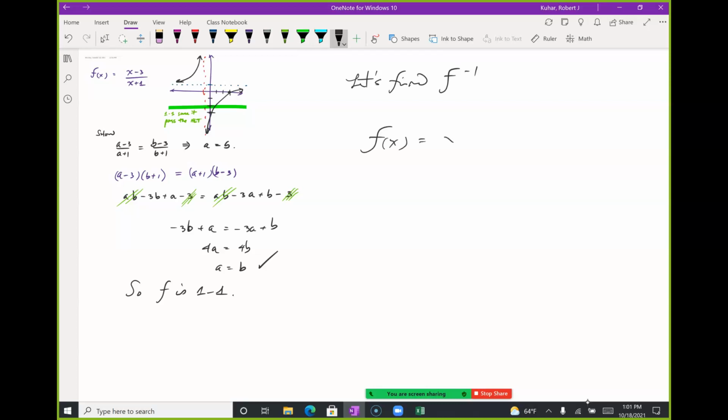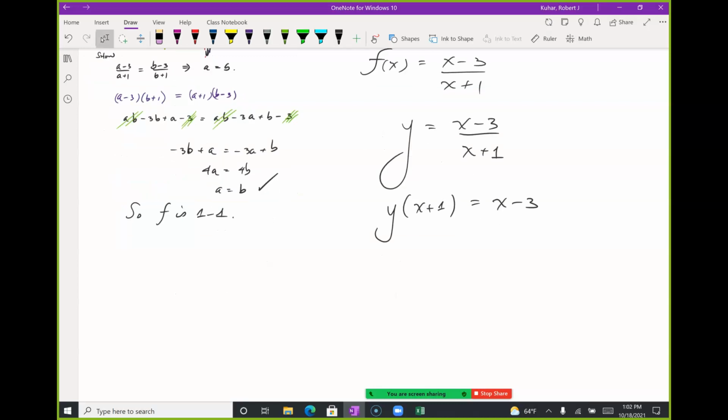F of x is x minus 3 all over x plus 1. That means y is the same, right? And now I'm solving for x. Same idea. I don't like fractions. I don't like parentheses in that order. Get rid of the fraction. So I get y times x plus 1 equals x minus 3. I get xy plus y equals x minus 3.